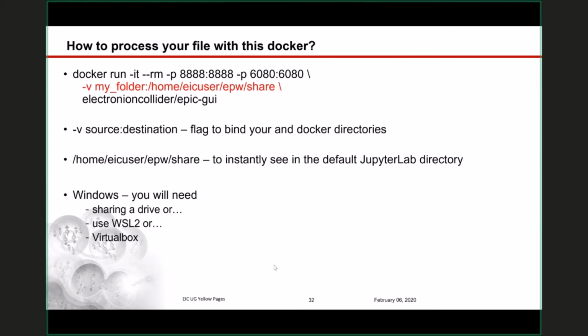So the second question is how you process your own file. So you have your PFA or whatever file you wanted to process. And the answer for this is by adding this flag -v, where you can bind your folder on your machine to some folder in the Docker, and we propose this folder, because this folder will be under this Jupyter environment and you will instantly see it. But that's pretty easy too, unless you are on Windows, but that's also fixable. So that's how you do this.